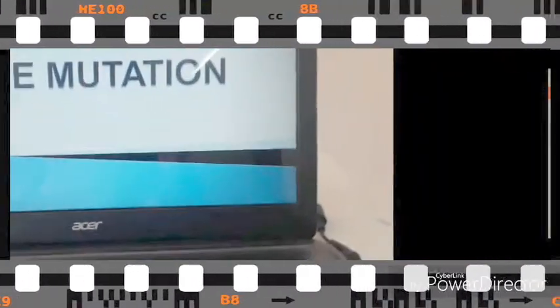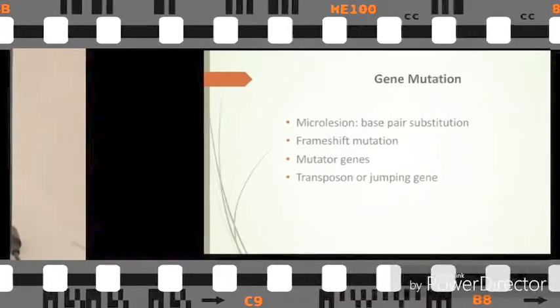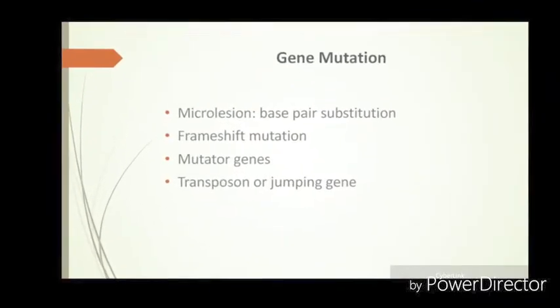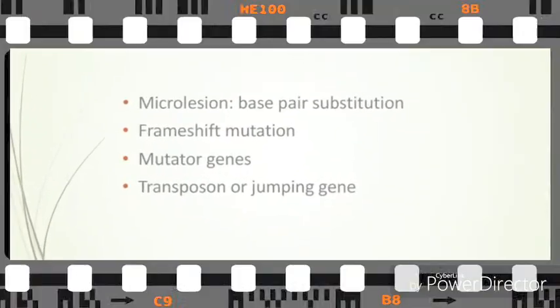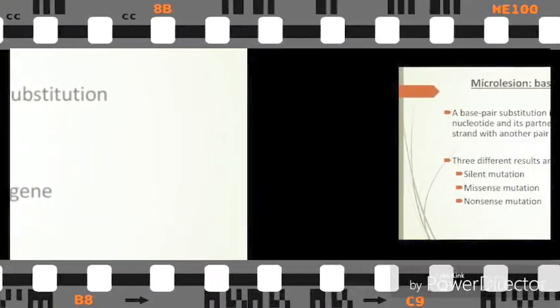Hi everyone, previously we covered changes in chromosome structure, and now we will go on to gene mutation. In gene mutation, we have microlesion base pair substitution, frame shift mutation, mutator genes, and transposon or jumping gene.